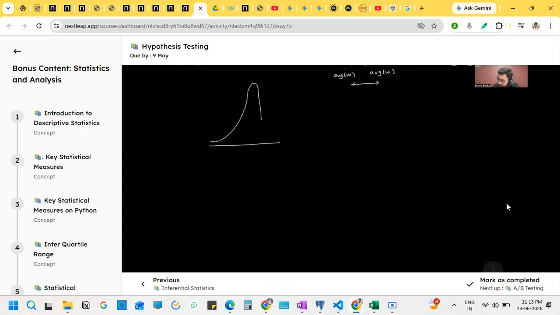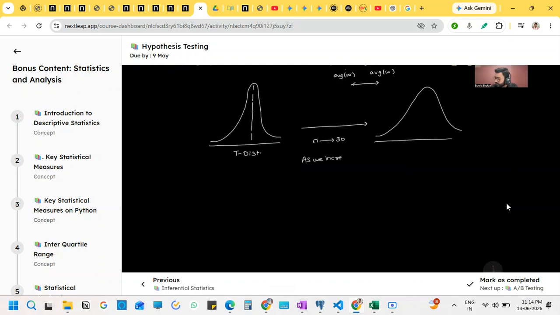Or let's start with T distribution. So this is your T distribution. Now T distribution eventually becomes a Z distribution if your N is approaching 30. Basically, as we increase the value of N and as it goes beyond 30, the T distribution becomes the Z distribution. So what is the advantage of this?